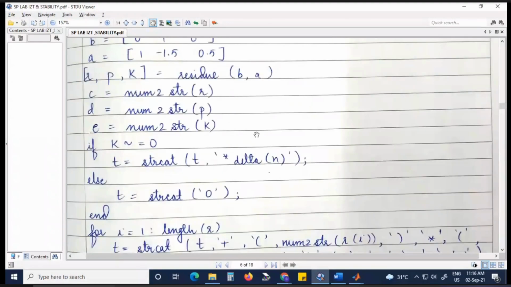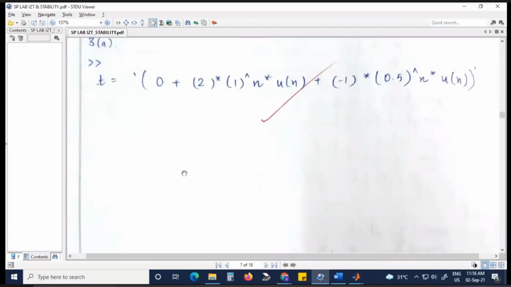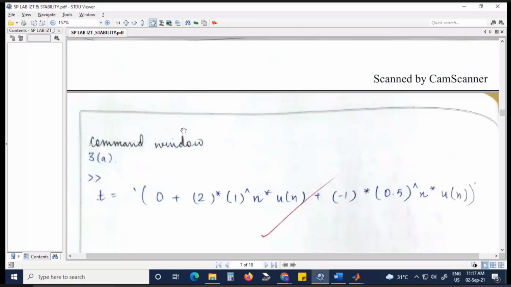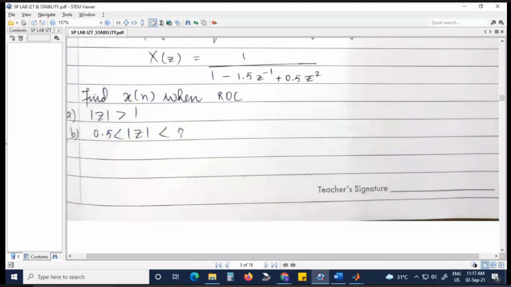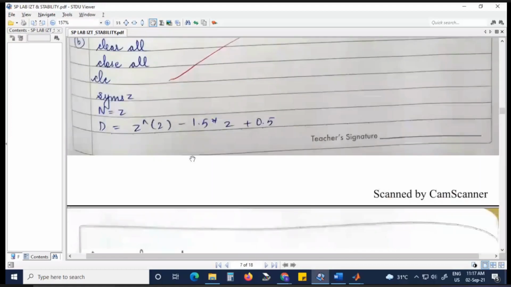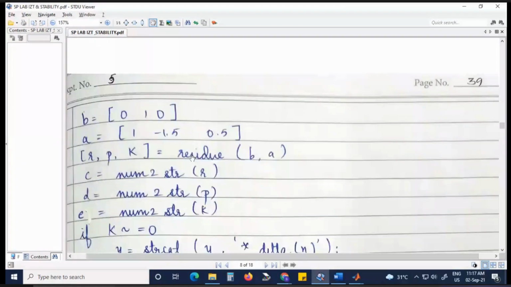Then here delta, since this k is 0, that's why this 0 is coming. Okay, 0 would be there. This way you have to write the program for the first part, and for the second part there are two parts. One is the causal and another is anti-causal.